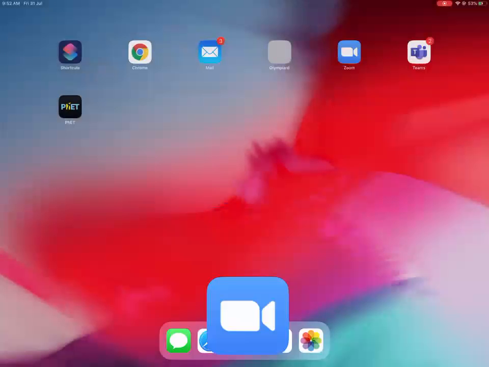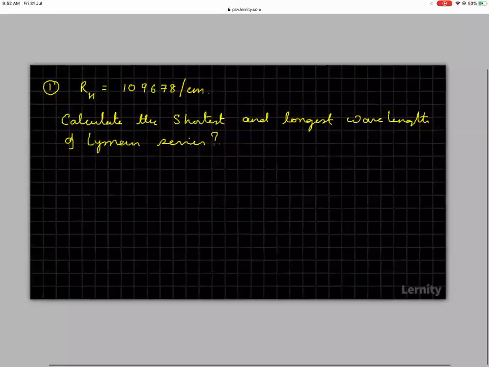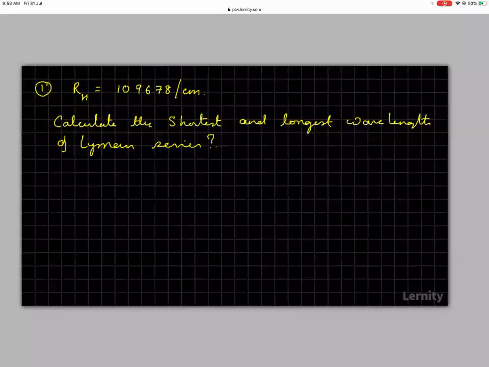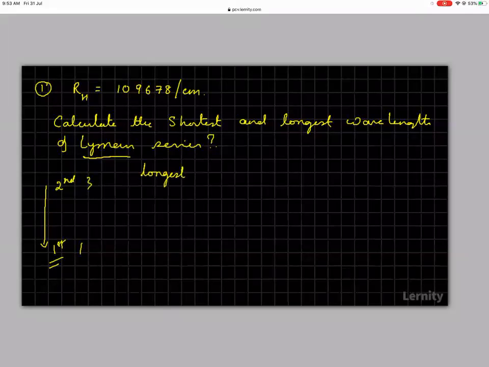Okay, I hope all of you are able to see, and you have your notebooks ready and we are ready to work. So first, Lyman series. Lyman series means the electron jumps from the second shell to the first shell, third to the first, or any higher level to the first. Then longest wavelength means least energy.